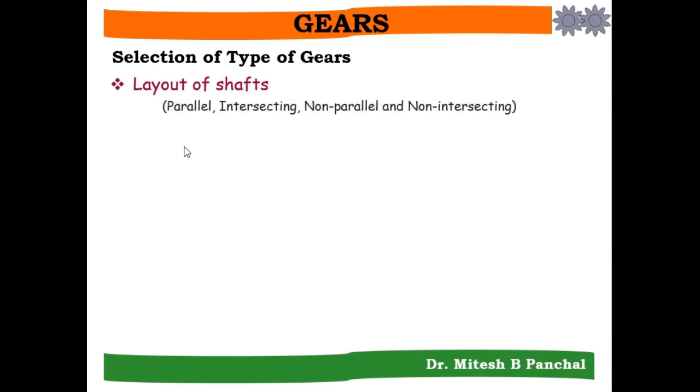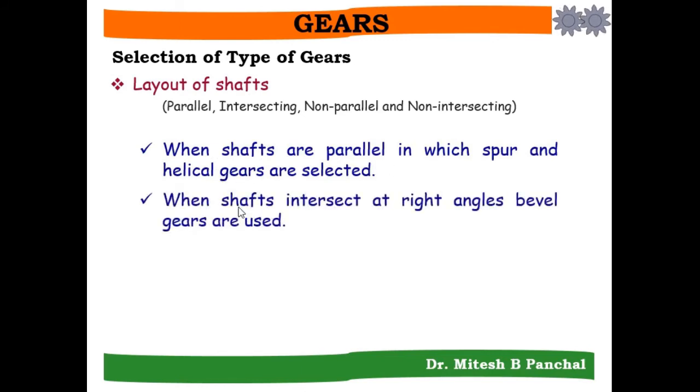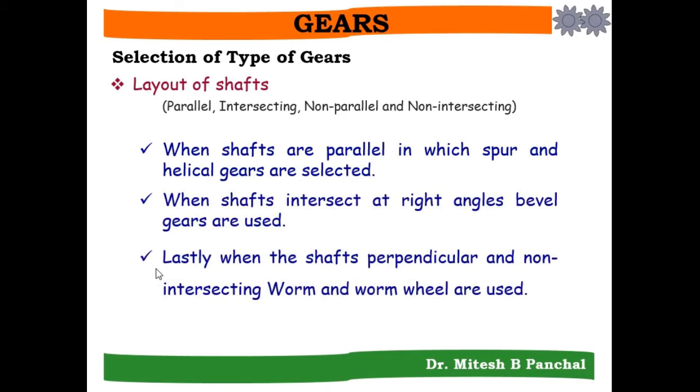The layout of shaft: parallel, intersecting, and non-parallel and non-intersecting. These three possible cases are there. So when shafts are parallel, spur gear and helical gears are selected. When shafts intersect at right angles, bevel gears are used. Lastly, when the shafts are perpendicular and non-intersecting, worm and worm wheel are used.